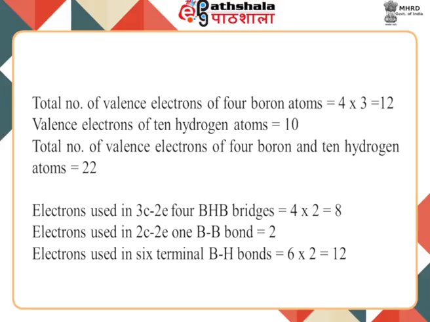So, the total number of valence electrons of 4 boron atoms is 12. Valence electrons of 10 hydrogen atoms is 10, and the total number of valence electrons of 4 boron and 10 hydrogen atoms becomes equal to 22. Electrons used up in the 3 center 2 electron 4 BHB bridges is 8. Electrons used up in the 2 center 2 electron 1 BB bond is 2, and the electrons used in 6 terminal BH bonds are 12.